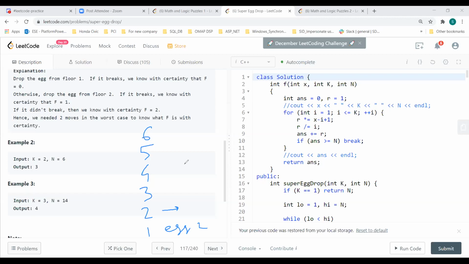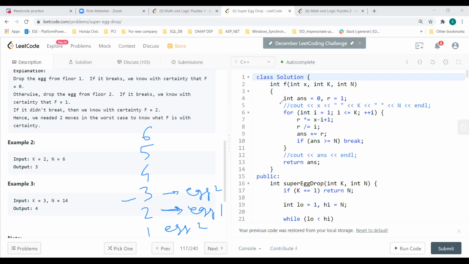Then if it doesn't break, it means this is the floor. Okay. But in this case, if for the 2 it doesn't break, then you can still go to this floor with egg 2, right? So if egg 1 doesn't break here, you can still go to the third floor and try a drop. So that is what the 3 will be in this case, right?